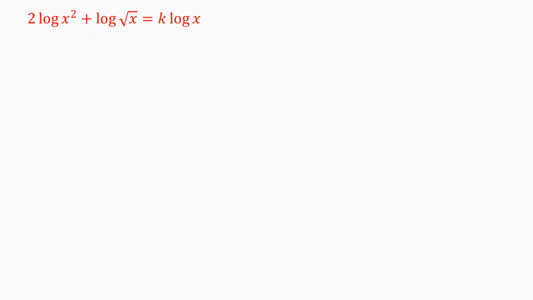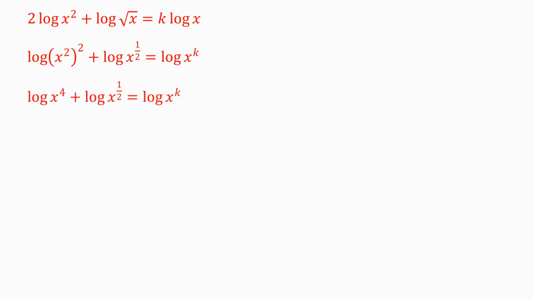The first step, we can rewrite the expression to be log x squared raised to power 2, whereby we bring the coefficient of the log to become its power, plus log x, we have the square root of x, and the square root can be written as power a half, is equal to log x raised to power k. Then we open the brackets, we have log x raised to power 4 plus log x raised to power half is equal to log x raised to power k.